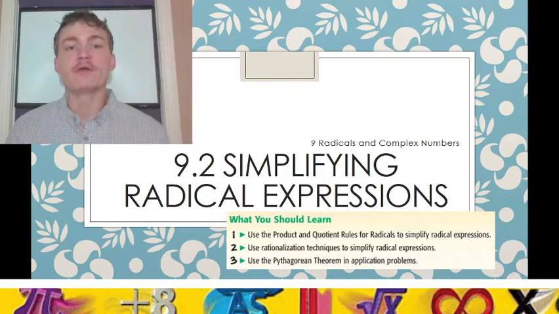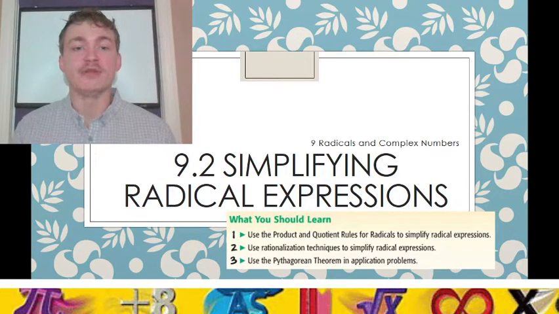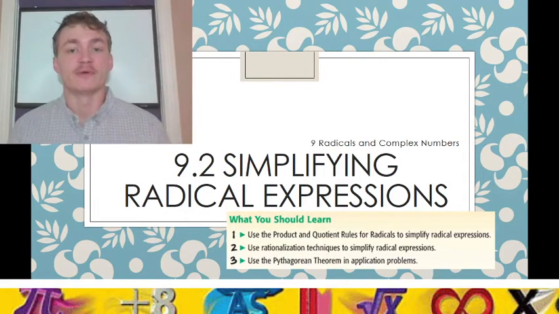Here, because radical expressions can be thought of as rational exponents, that's why we use our product and quotient rule to simplify our radical expressions.